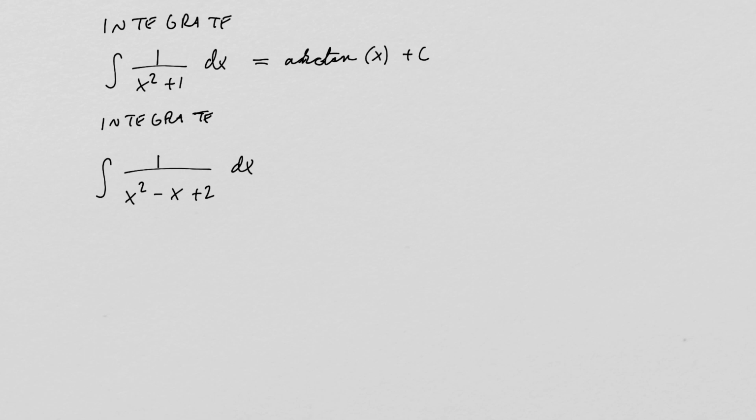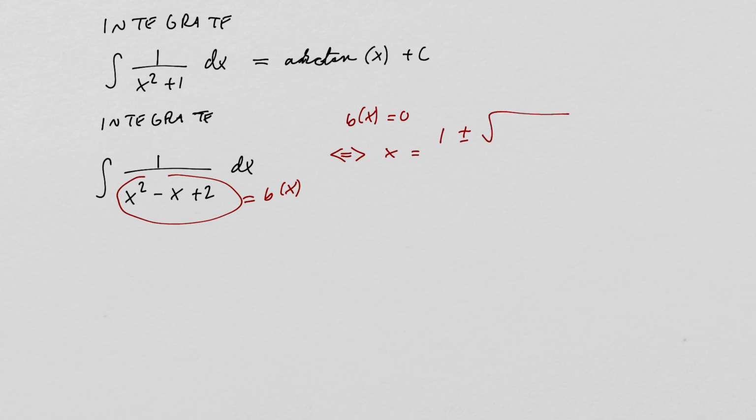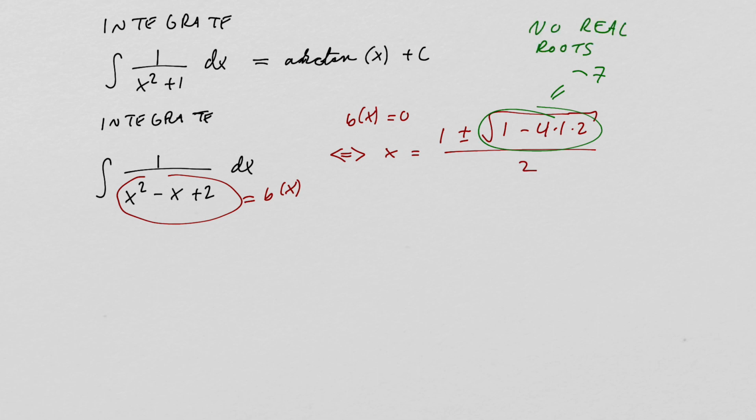Let's see about this integral. Our b is here, and b will be equal to 0 if and only if x is equal to something like this. Now in the root we got here -7, so there are no real roots. So we really have this kind of situation where we have a second degree polynomial with no real roots.